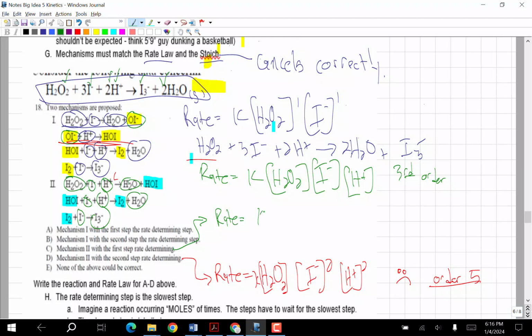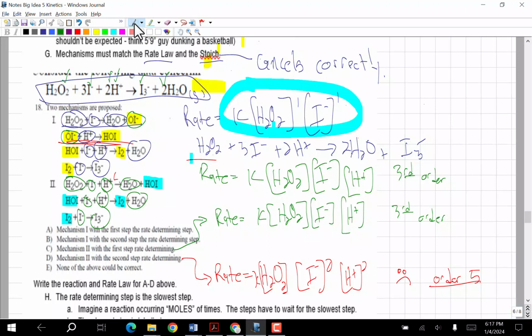It's going to be rate equals K, H2O2, I negative, and H positive. I know I stole this from a multiple choice test thing you have on there, but we don't know the rate law, so it's going to depend on what the rate law is. Any of these could be correct, but on this one, by the way, it has to be the third order. If I were to ask you which one do I think it would be, I would expect it to be this guy because it's second order and the lowest order is most common.